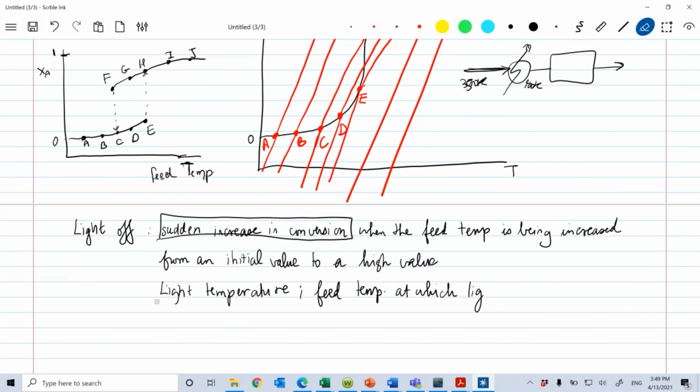So I guess I meant to say light off. My handwriting is not very good because I'm writing upright, because I'm afraid that my computer is going to decide to stop working.